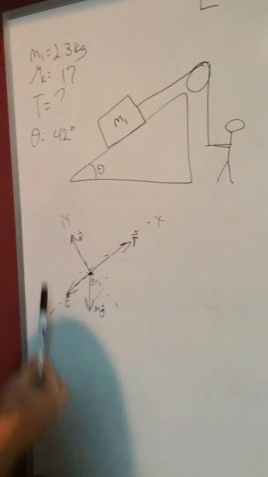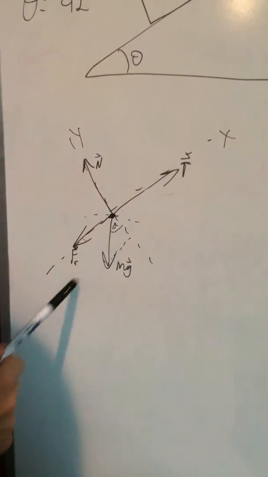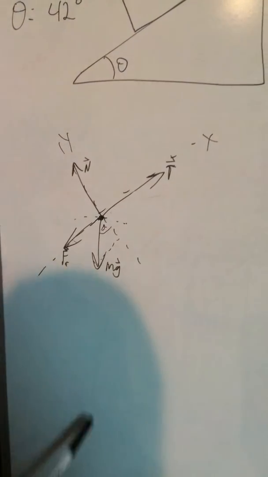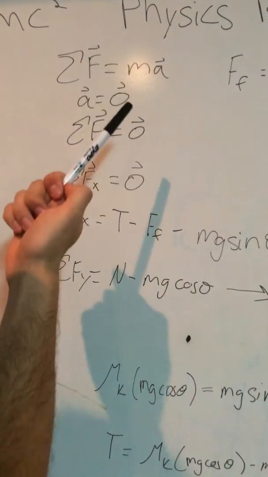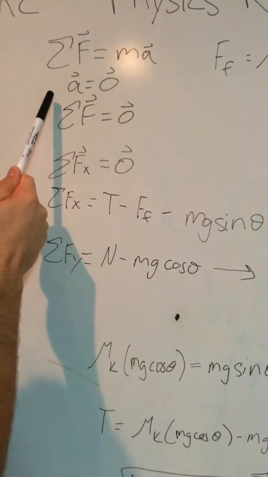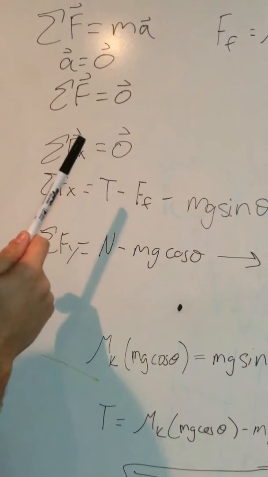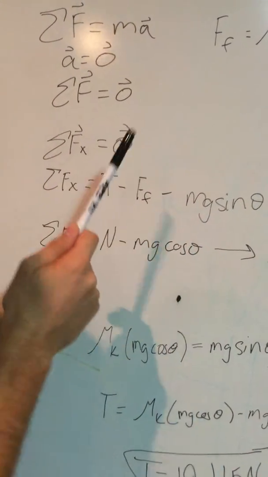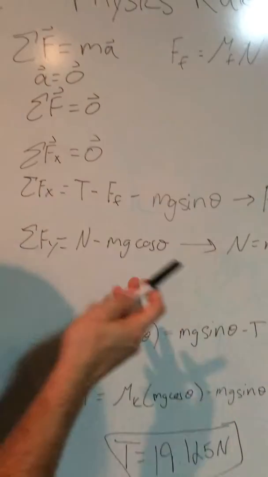hill. Now here's the free body diagram. We've got the normal force, tension, the force of friction, and the force of gravity pulling down. So we're going to use Newton's second law, and we know that the acceleration is going to be 0 because we're just trying to get the box to move. And so if the acceleration is 0, we know the sum of forces is going to be 0. So the sum of forces in the x direction is going to be 0, the sum of forces in the y direction is going to be 0.